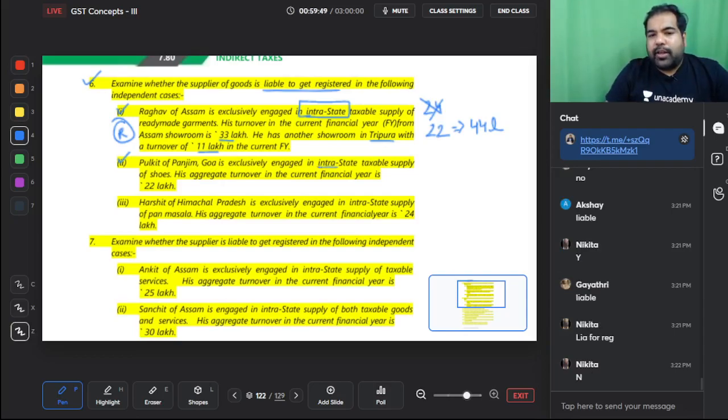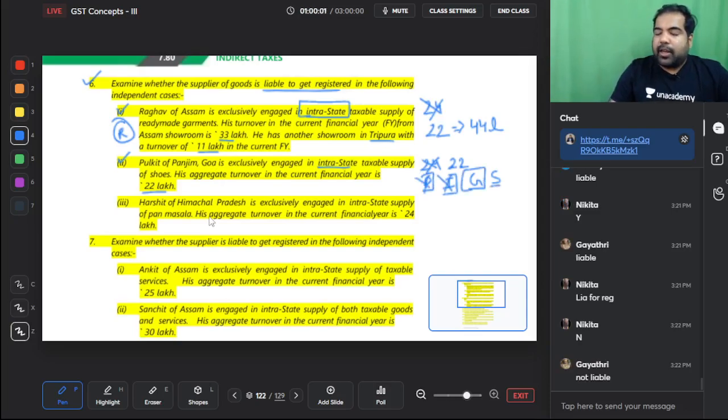Guys, this is only intrastate, so 24 doesn't apply. 22, let's check. Aggregate turnover is 22 lakh. First is PIGS, P-I-G-S. Prohibited goods, no. Interstate, no. Goods only, yes. And are they in Putsam or NT Mami? No. So 40 lakh limit, they are at 22 lakh, no registration required. Next, third one please.